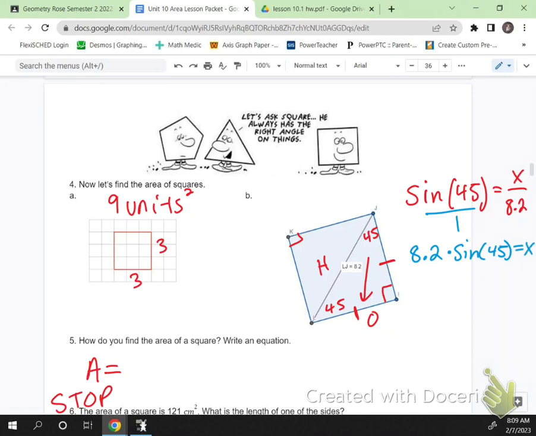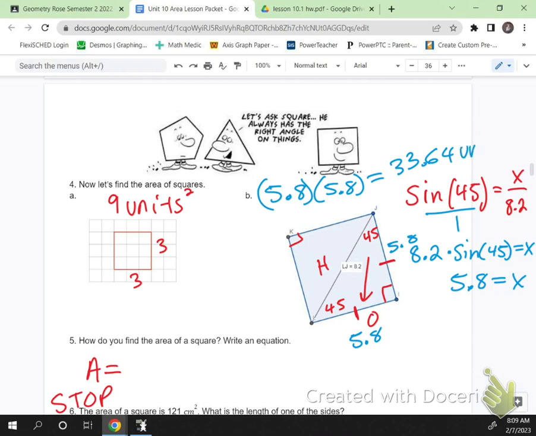When we do that in our calculator, we should get about 5.8. Again, these two sides are congruent, so I don't need to do any more trig to find the other side. Now I'm just going to do 5.8 times 5.8 to get the area of about 33.64 units squared. How do we feel about a square? There was some trig. It ended up being a special right triangle, or you could just use sine.